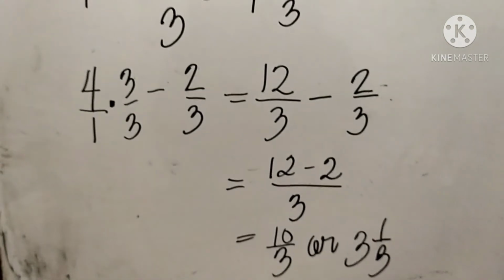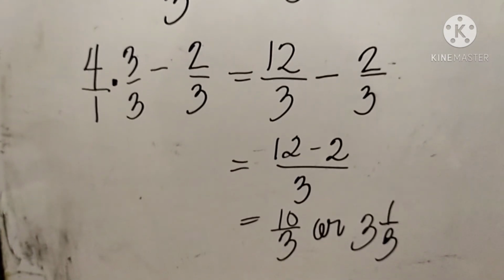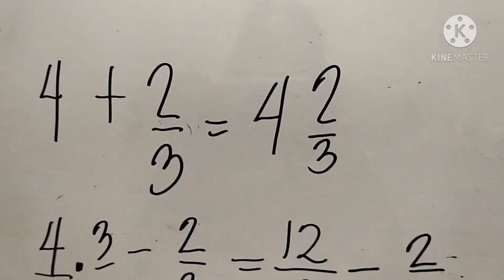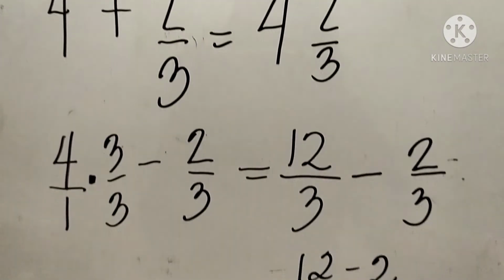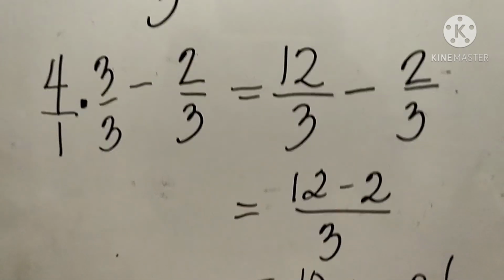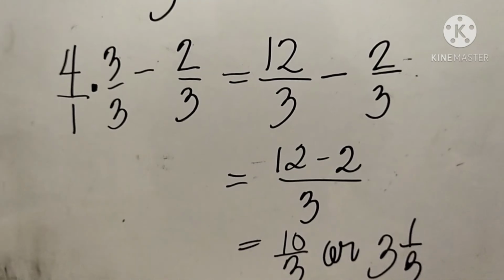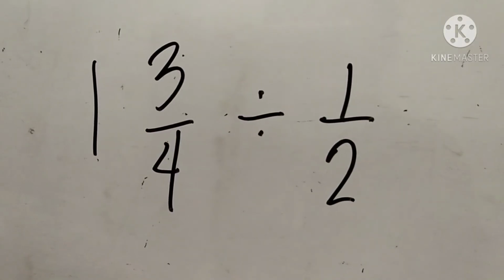That is for subtraction. In addition, it's just okay. You will just write it in this way. Copy the whole number and the rational number, and that's the answer. While in subtraction, you cannot do that. The same with multiplication and division.